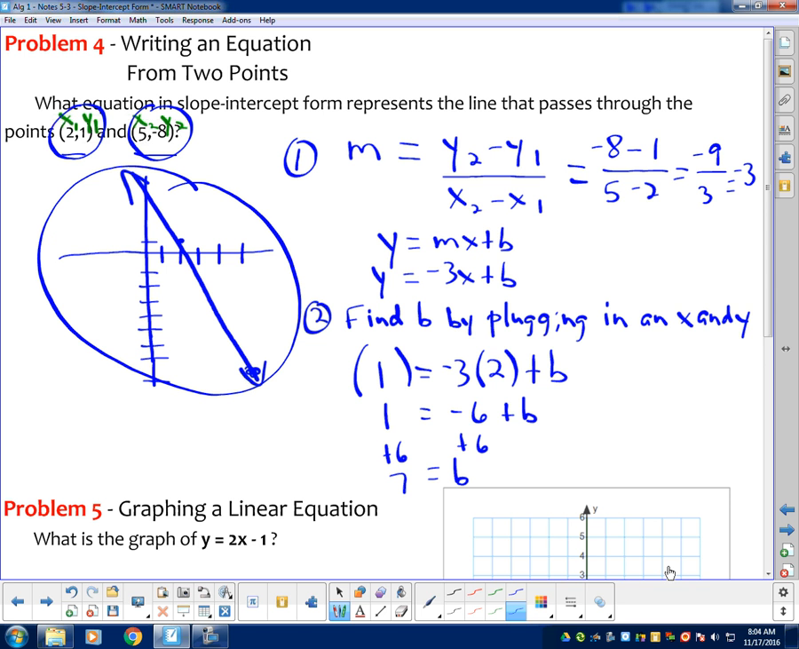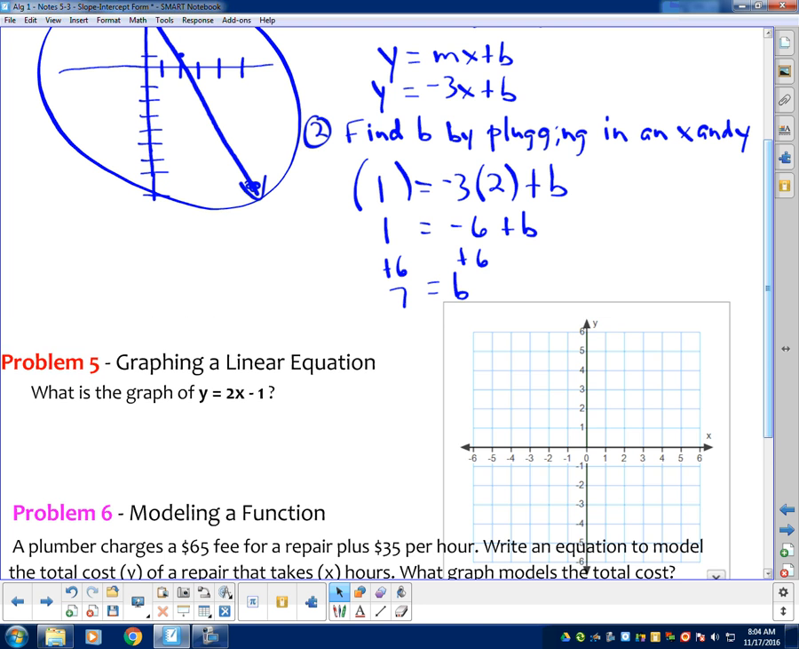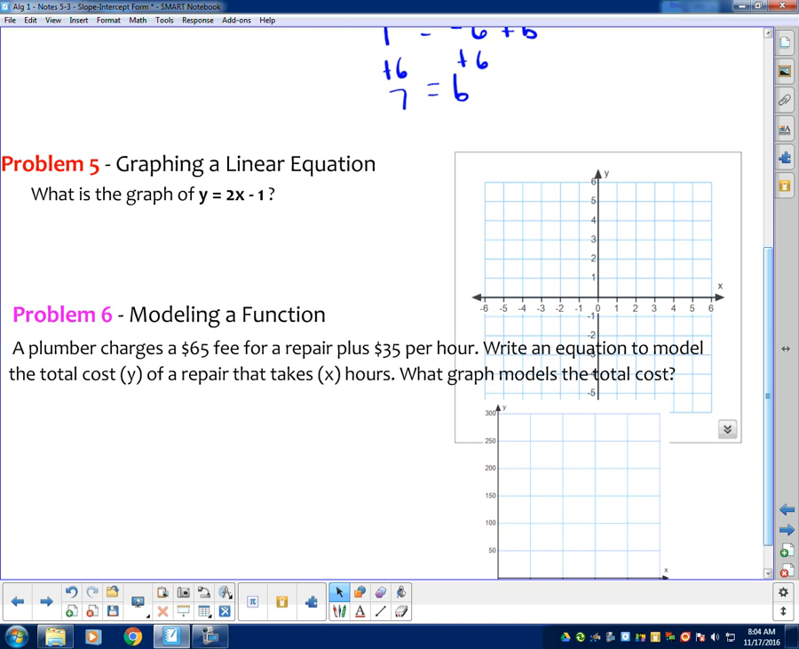So what I have so far is, let's move this down just a bit.